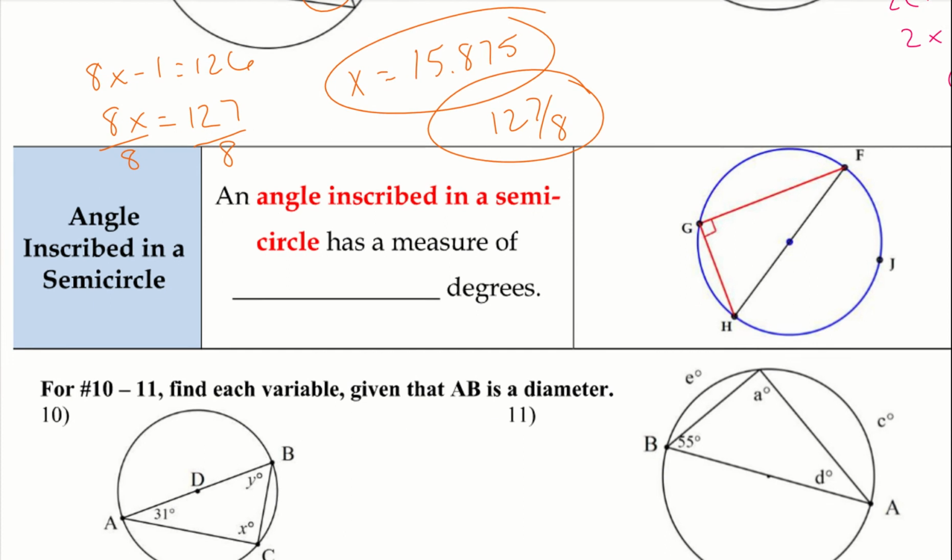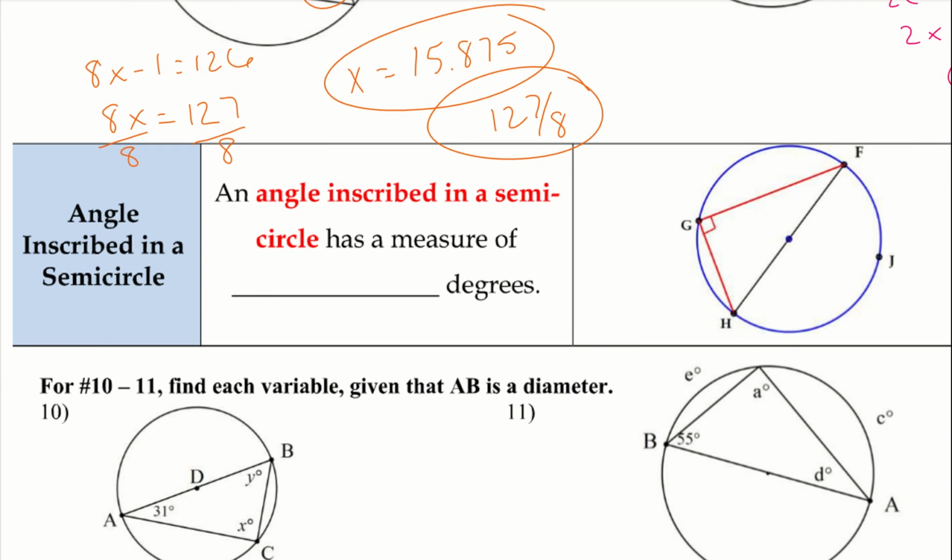All right, our last part, angle inscribed in a semicircle. So remember, a semicircle is 180 degrees. An angle inscribed in a semicircle has a measure of 90 degrees. So that means we have a 90 degree angle here. And so that makes sense if we do 90 times 2, right? 90 times 2, we get 180.